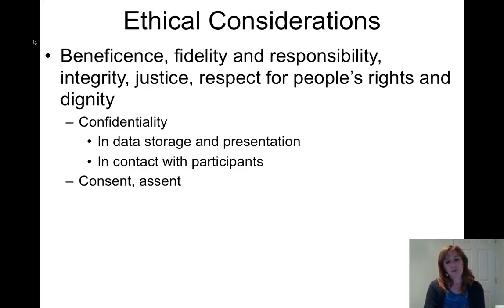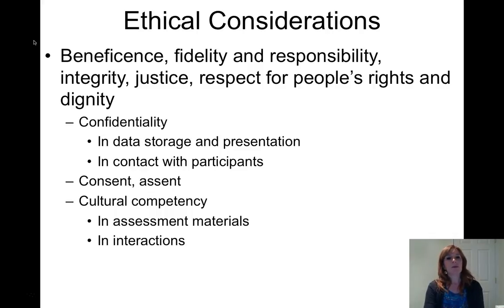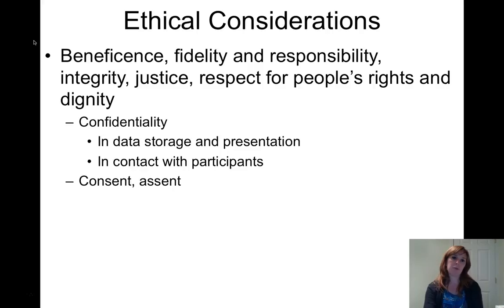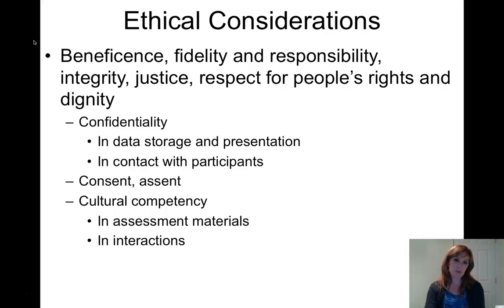Another major issue we think about is consent, informed consent or assent if we're talking about minors. And this is making sure that they have enough information to make an informed decision about whether or not they want to participate in the research. Do they understand all the benefits and all the risks, and are they of sound mind and able to consent to participate in the research?